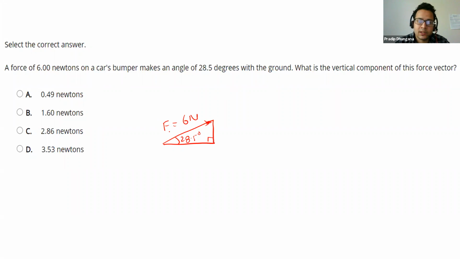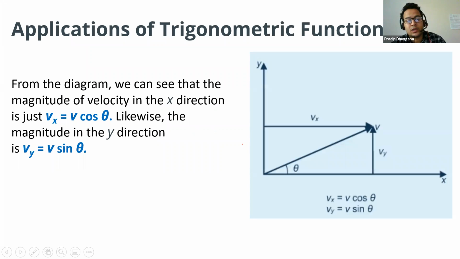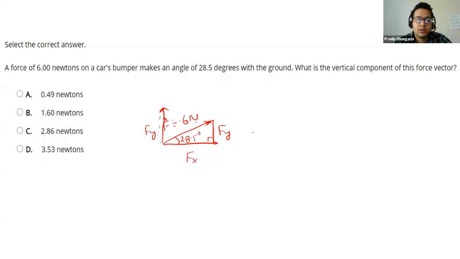Okay, and think of it like a right angle triangle. This is vertical, horizontal. Now what is the vertical component of this force? The vertical component is here, that is Fy, Fx, and the same for Fy. Whenever we talk about vertical component, we'll use that formula. And this one is for velocity, B sine theta. But here, the vertical component Fy is force times sine of that angle.